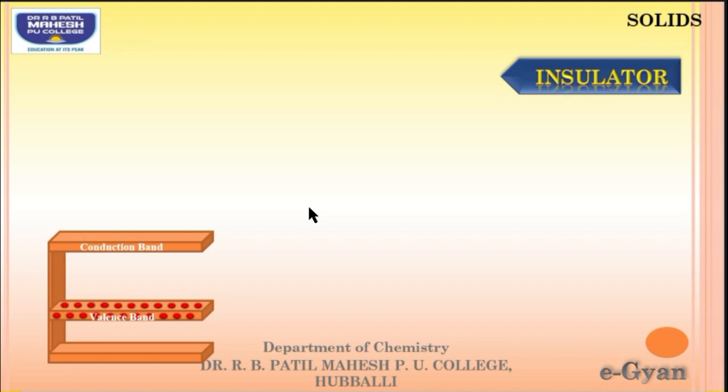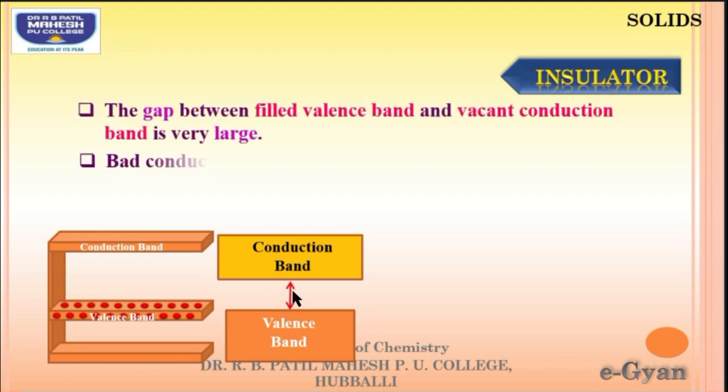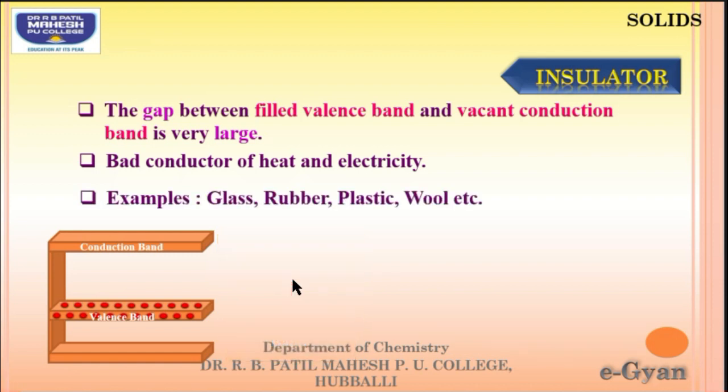In the second case, the gap between the valence band and the conduction band is very high. When the gap is very high, the transfer of electrons from the valence band to the conduction band will be difficult, and they act as bad conductors of heat and electricity. They are known as insulators. Examples of insulators are glass, rubber, plastic, wool, etc.